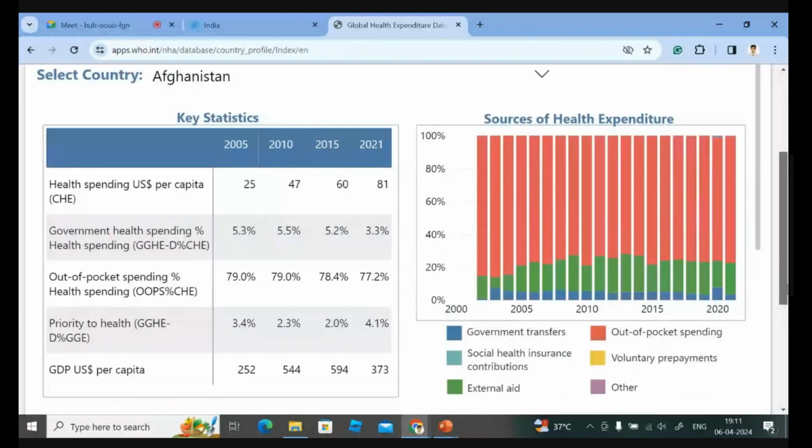And look at this one, the sources of health expenditure. Government spending is less. Out of pocket spending. Can you tell me what is out of pocket spending? It's like insurance, sir. Yeah, you are paying from your own pocket. So huge one. Some government schemes will be there, but very less, no? The data says the government transfer is less. The government is not spending much.